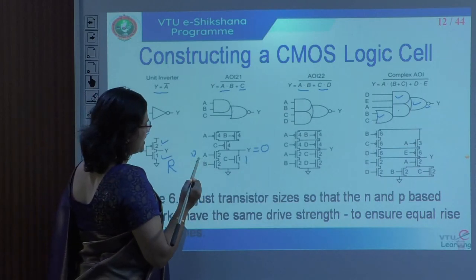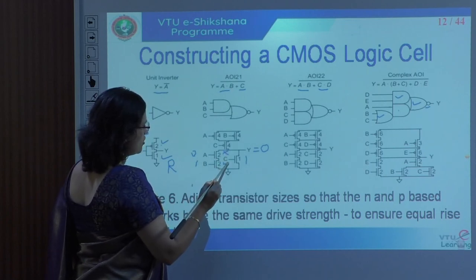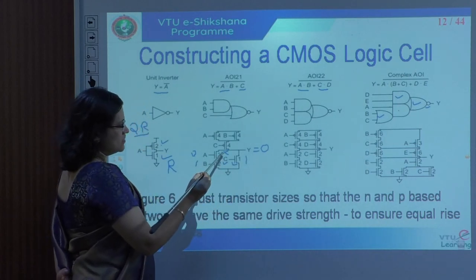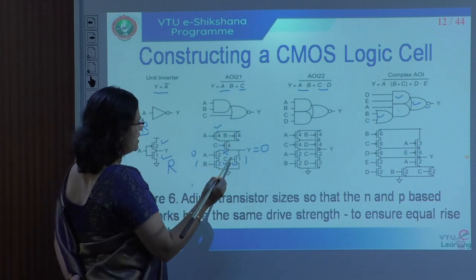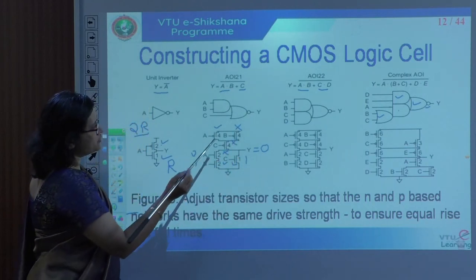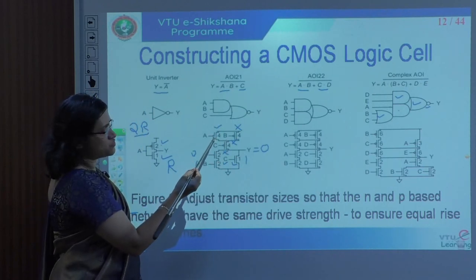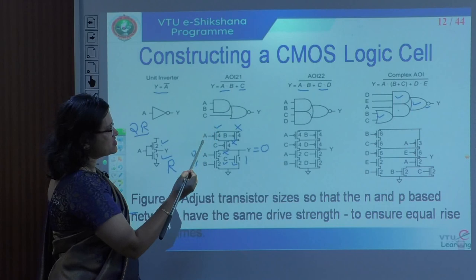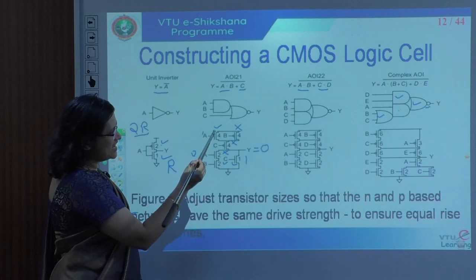You can see that when A is 0, this NMOS is off. When B is 1, this is on, and C is also 1, so this is also on. Similarly, when A is 0, this PMOS is on, and B is 1, so this is off, and C is also 1, so this is off. So in the P channel network, A is 0, so this PMOS transistor is turned on, but C is off here, so there is no series path that exists.